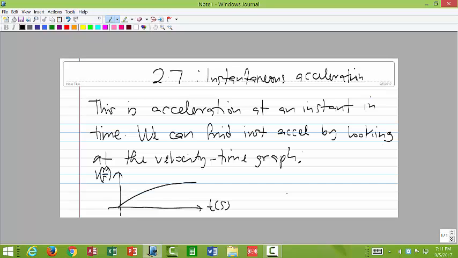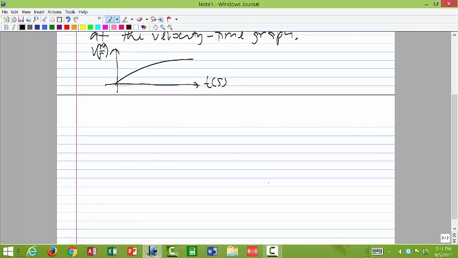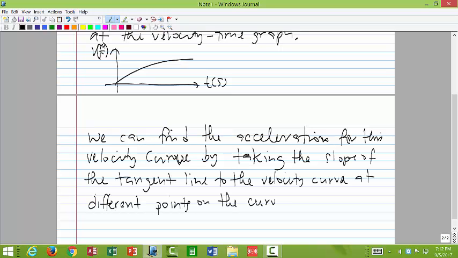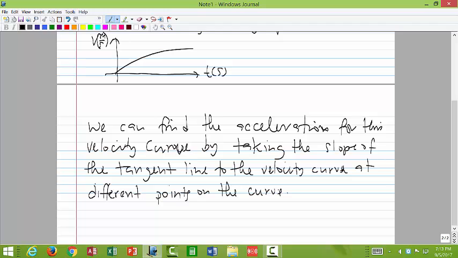And so what we can do is look at the acceleration time graph. We can take the slope of the tangent line to the velocity curve at different points on the curve. This will allow us to find the accelerations at each of those points, and then we can plot it on a graph to get the acceleration time graph.